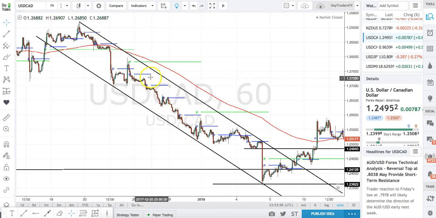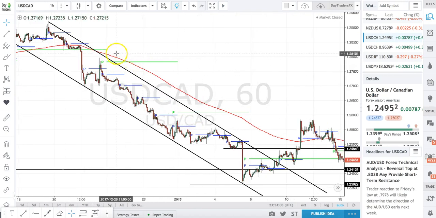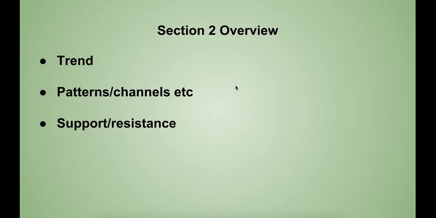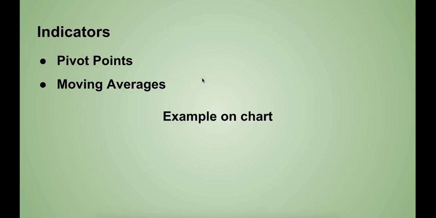There's a lot more to talk about here with pivot points, but what we want to focus on is these three things we discussed. Remember, we want to make sure that we know where the trend is, patterns, support, and resistance. And again, I use pivot points and moving averages.